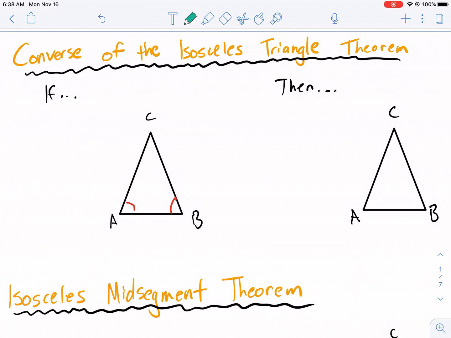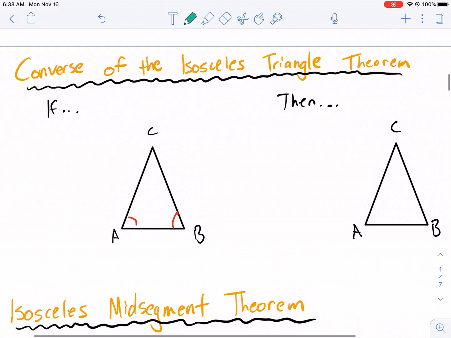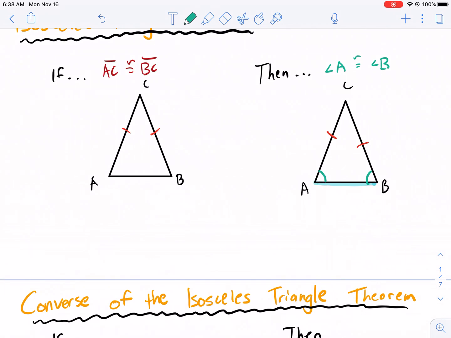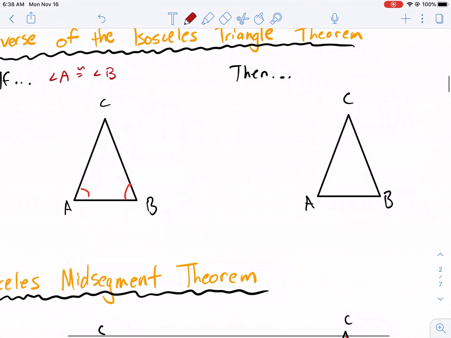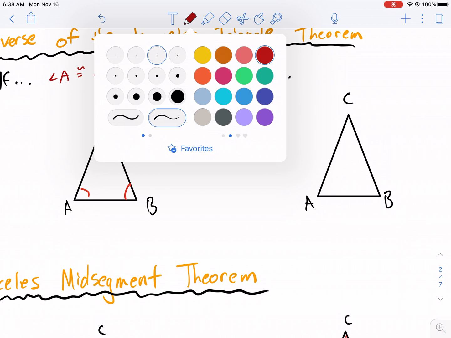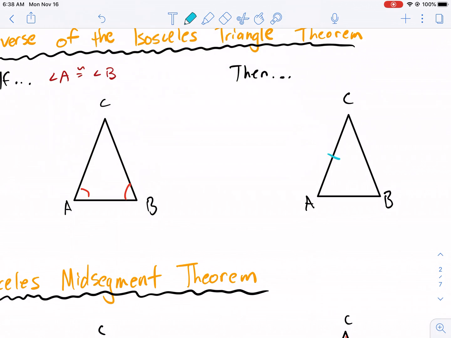Converse of the isosceles triangle theorem. So before we knew that the sides were congruent, therefore the angles are congruent. Now we're saying if the angles are congruent, angle A is congruent to angle B, then we know that the sides are congruent also. Let me use blue this time. So now we know that AC is congruent to BC.